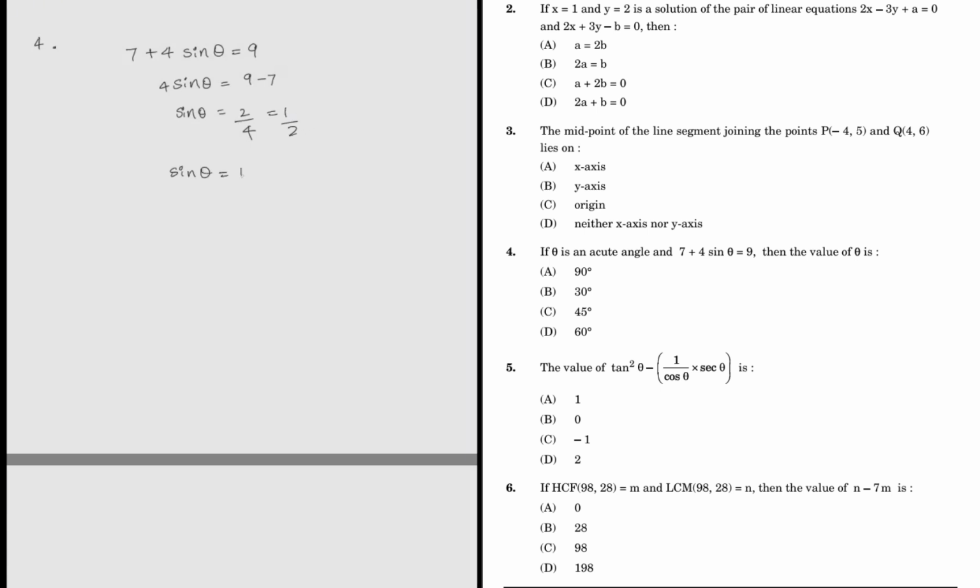If sine theta is 1 by 2, what is theta? For this we have to know the standard trigonometric ratios. Sine 30 is 1 by 2, therefore theta is 30 degrees. If you remember the standard trigonometric ratios, it will be very easy to solve the problems.